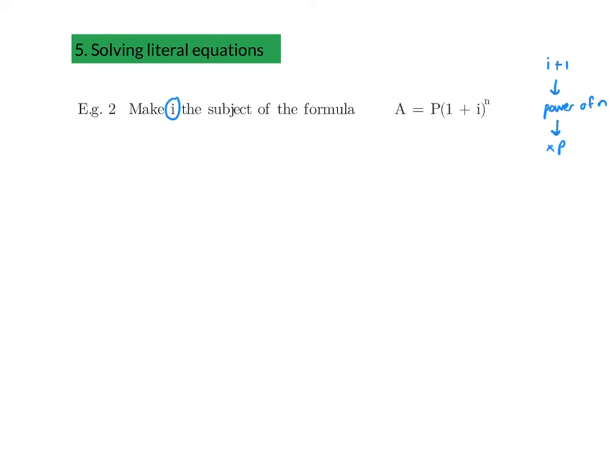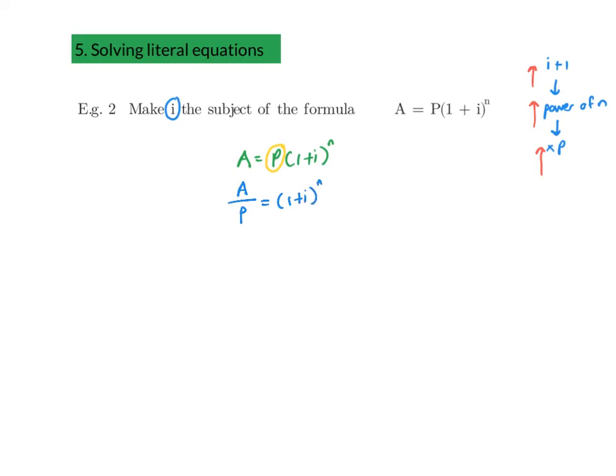So, in order to undo this equation, I'm going to have to work backwards. I'm going to have to do the opposite. Divide by P, take the nth root, and then minus 1. So let's work slowly. Let me just write down the question again. The first piece I'm going to move away to isolate the I is the P. Now P is being multiplied by that bracket, so the opposite of multiplying is going to be dividing. So I'm going to get A over P is equal to 1 plus I to the power of n.